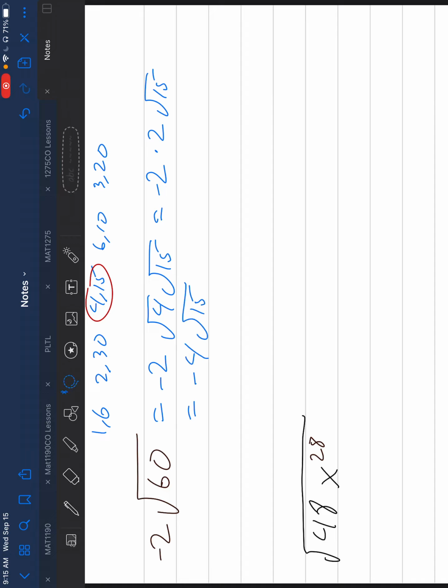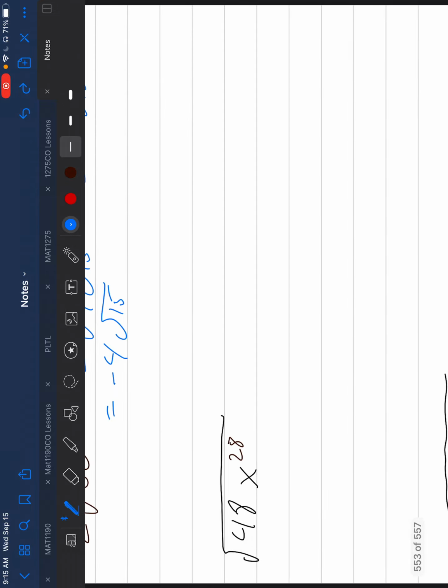And here, since there are so many factors of 60, let's just take a look at this for a minute. Are there any factors of 15 that are perfect squares? Again, discounting 1 and itself, we're good. Right? Technically 1 is a perfect square, but it's not going to help you simplify.